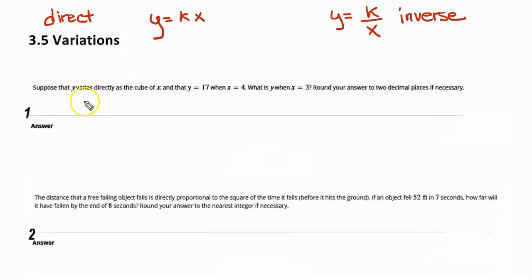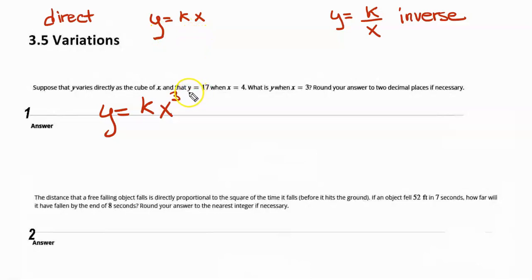So let's do number 1. Suppose y varies directly as the cube of x. So it's going to be then, for this one, y equals k, and then the cube of x. So we've translated what they've said into our basic form.